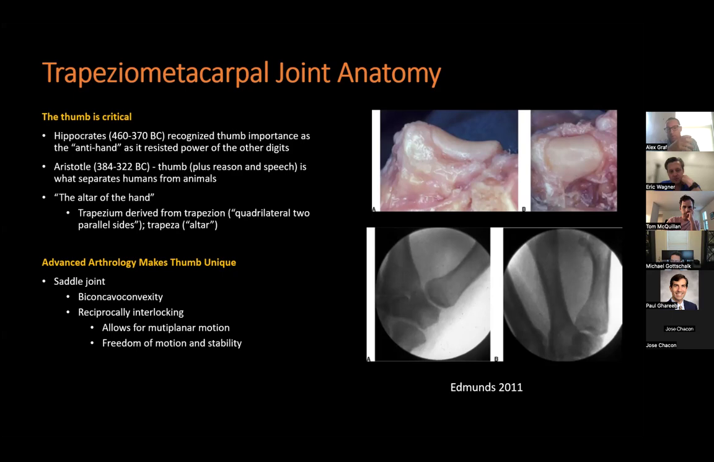And what makes it so special and unique is its arthrology. We know it's a saddle joint, but what's less understood or appreciated is that it's a saddle joint in two planes that allows for this multiplanar motion and this interesting paradox between freedom of motion, but also the potential for instability and potential arthritis.